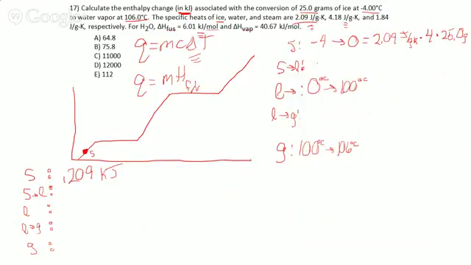So I use M, which is still 25, times HF, which they tell me heat of fusion right here is 6.01 per mole. Oh man, so I gotta convert my grams to moles first. So I gotta divide that by 18. That gives me my moles, and then times that by 6.01, and I get 8.35 kilojoules.